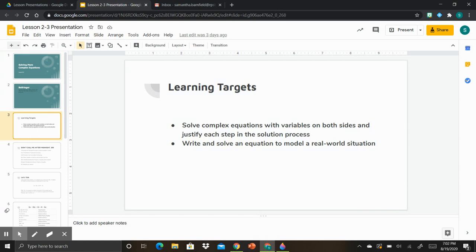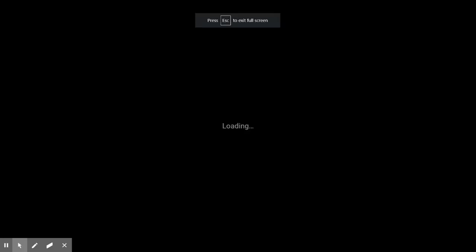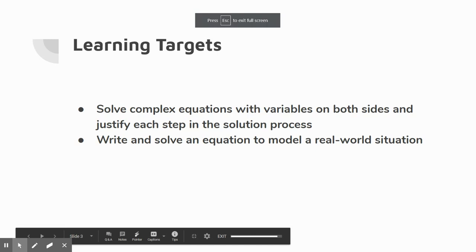Our learning targets here are to solve complex equations with variables on both sides and justify each step in the solution process, and then write and solve an equation to model a real world situation.